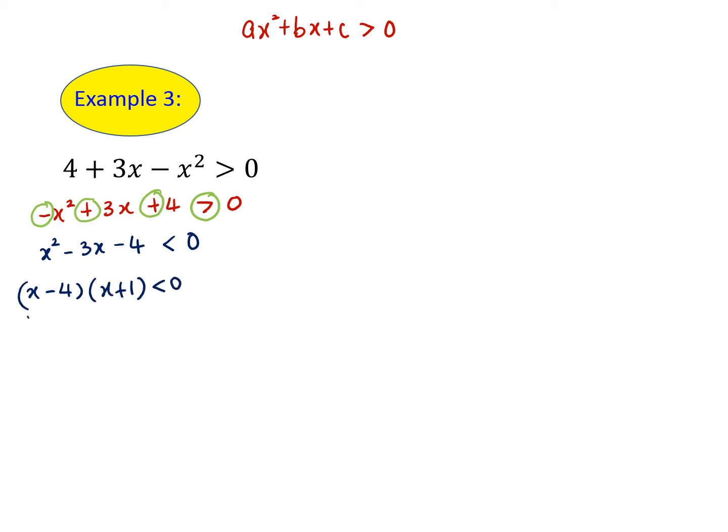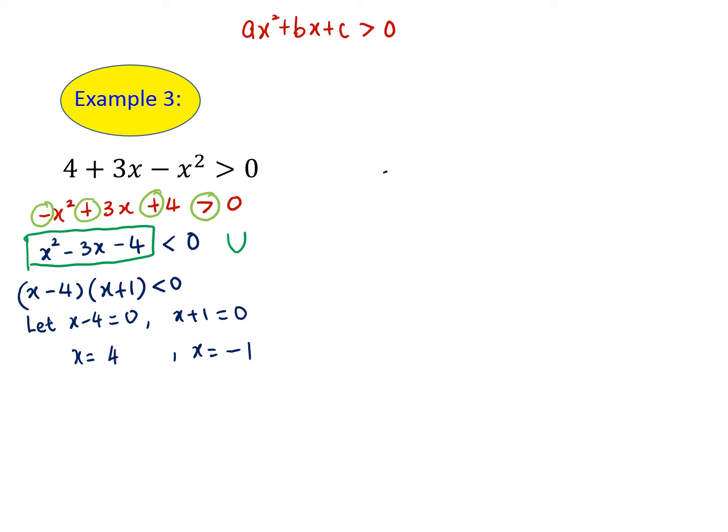To find the zeros, now I let x minus 4 equals to 0, x plus 1 equals to 0. So I get x equals to 4 and x equals to -1. Now I can draw my graph. To draw my graph, I always look at the latest inequality. So here my a is positive, so it will smile. I have a smiling graph.